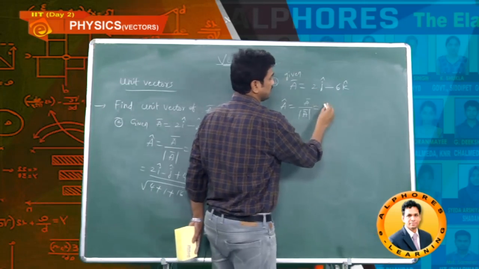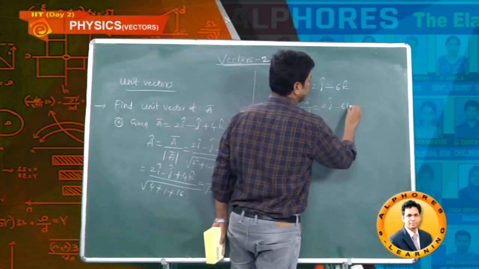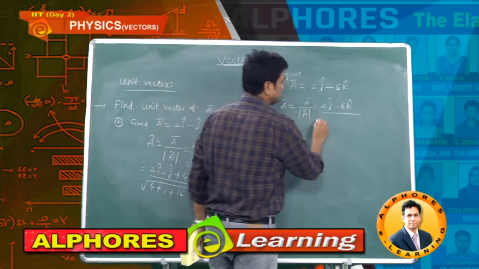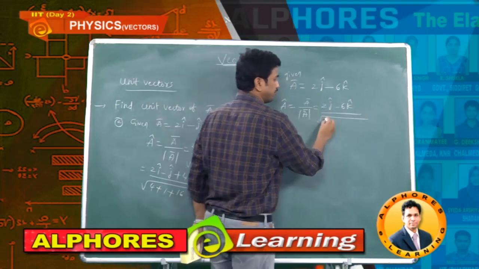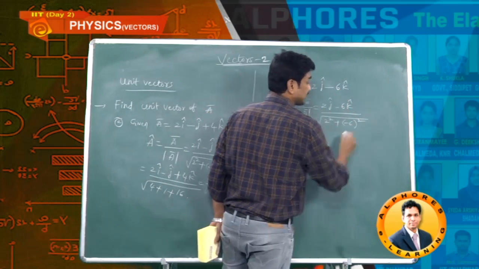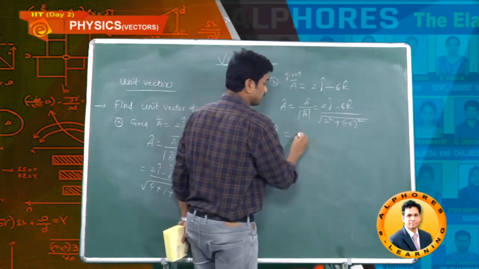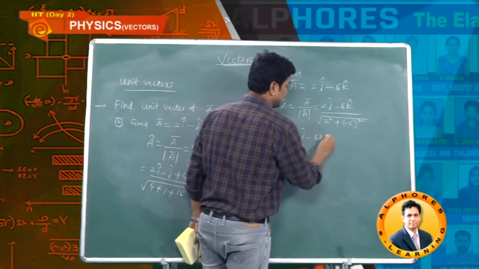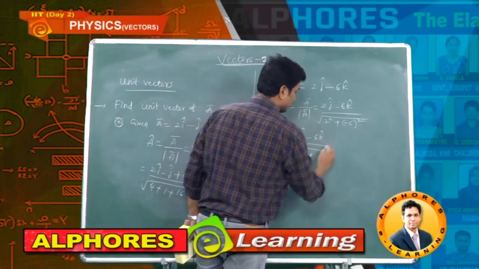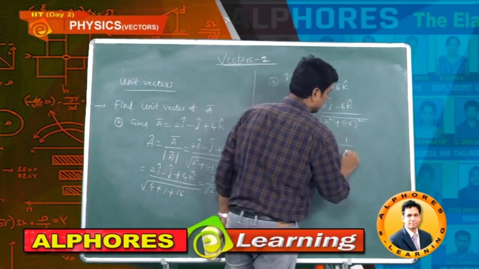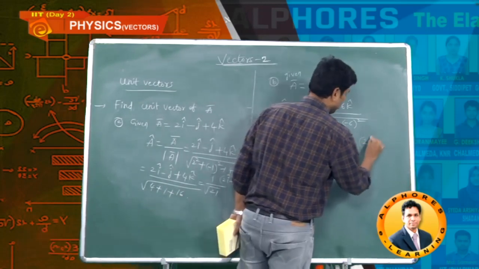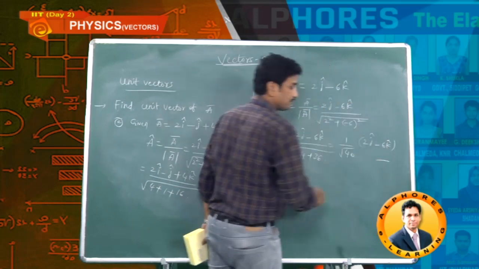What is the A bar? A bar is 2 j cap minus 6 k cap, under root of mod A bar: the root of the j cap coefficient squared plus the k cap coefficient squared, that is 2 squared is 4, minus 6 whole squared is 36. Now the answer: root 40 is in the denominator. Now 2 j cap minus 6 k cap is the answer.